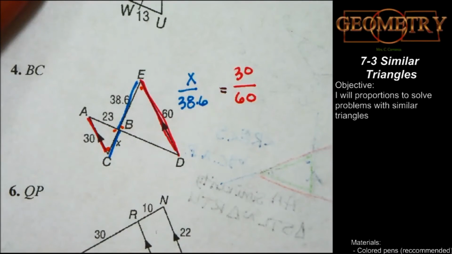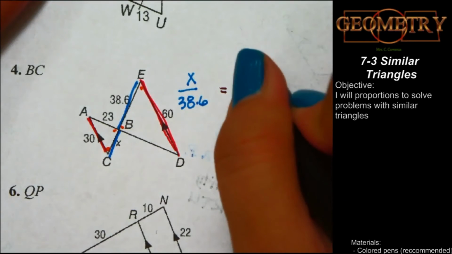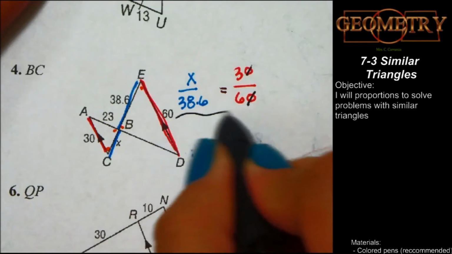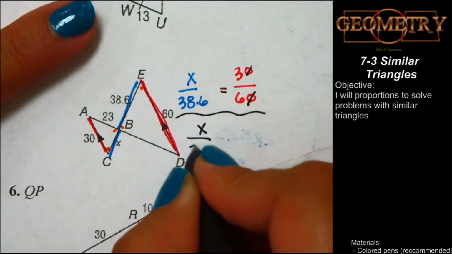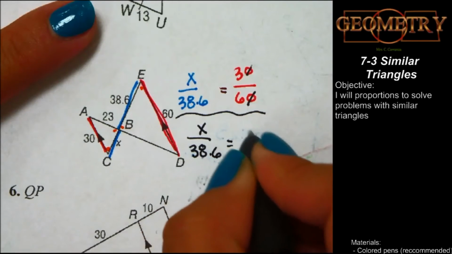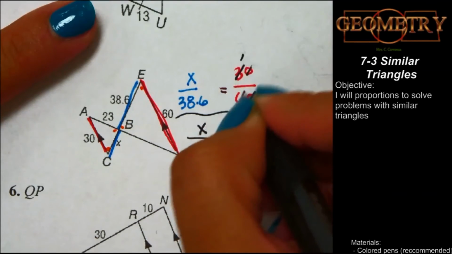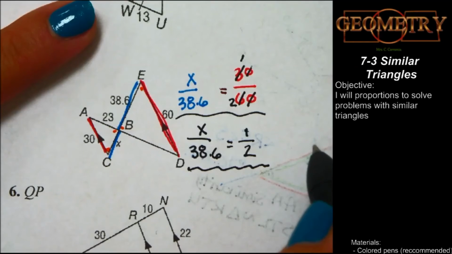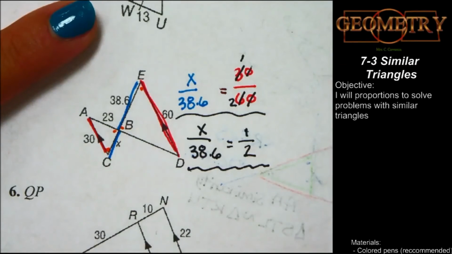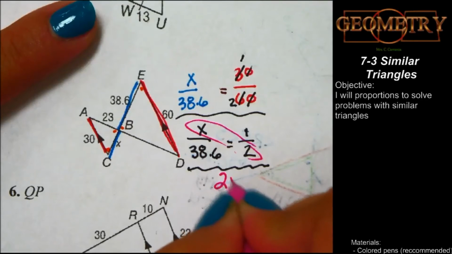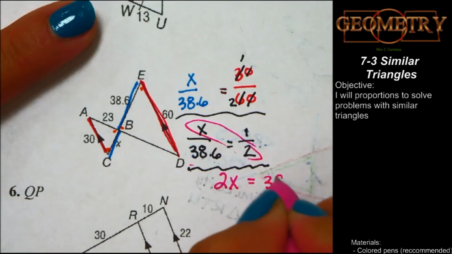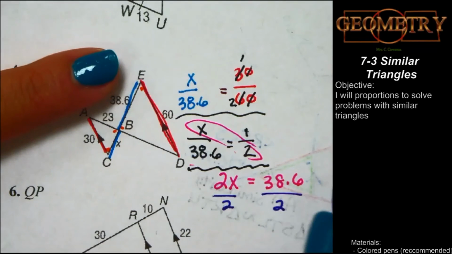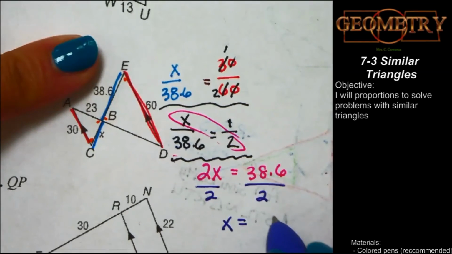I'm going to make some multiplication a little easier for myself by reducing this right-hand side. I'm getting rid of a 10 in there. And so my new fractions are going to be x over 38.6 equals, I'm going to reduce this also, 1 over 2. That's going to make some of my multiplication a little easier. Cross multiplying, I'm going to get 2 times x equals 38.6. And now a simple division by 2 is all that's needed.